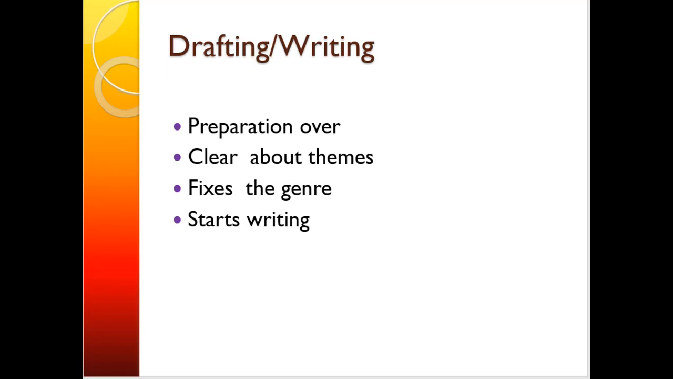And the second stage is drafting, or it is also called writing. In this stage, the writer gets into writing. So the idea that was there in his mind in the pre-writing stage has emerged more concrete, and it is time for him to start writing. So in this stage, the writer decides what kind of genre he wants to write. Is it a poem or a short story or a drama or something else?